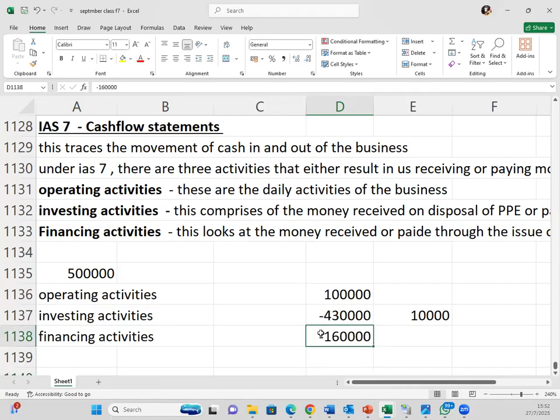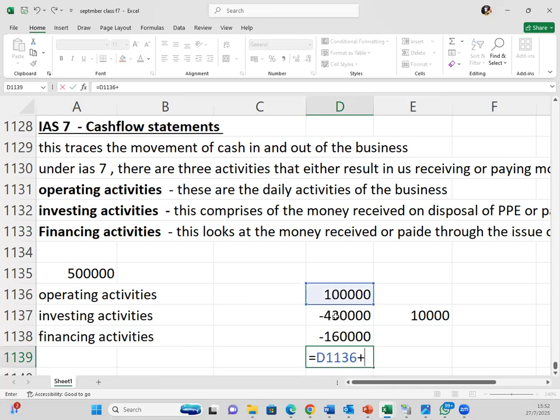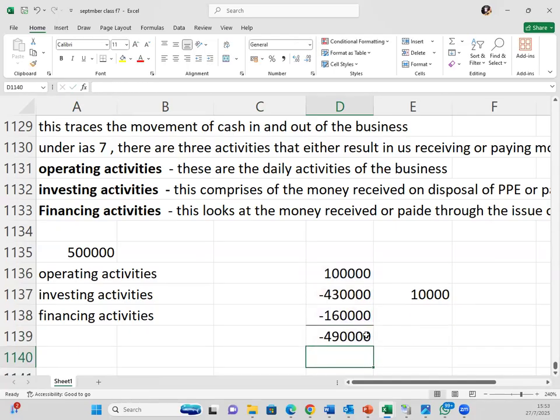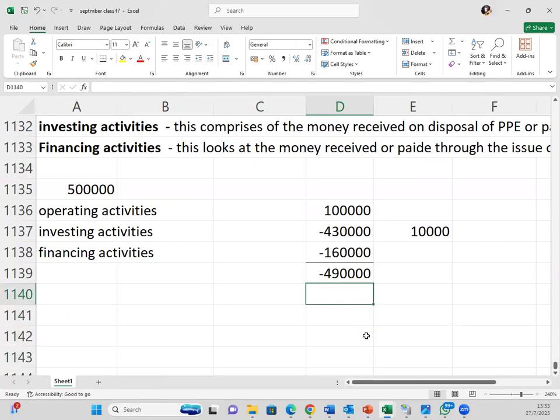So then we net it off. So overall, during the period, what happened? During the period, we used 490,000. We received 100, we paid 430, we paid 160. So overall, we used up 490,000. We started with 500. If we remove the 490, then we are left with the 10,000.